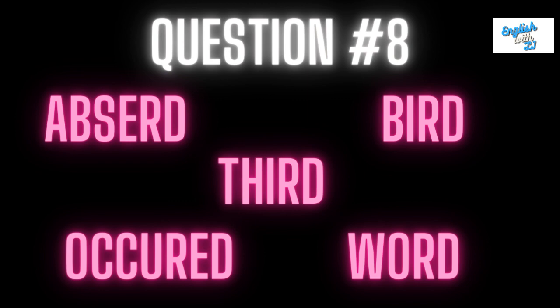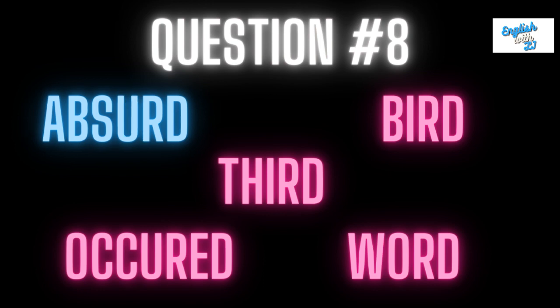Question 8: absurd, bird, third, occurred, and word. Absurd, bird, third, occurred, word. And the incorrectly spelt word there is absurd, because absurd is spelt with a U.